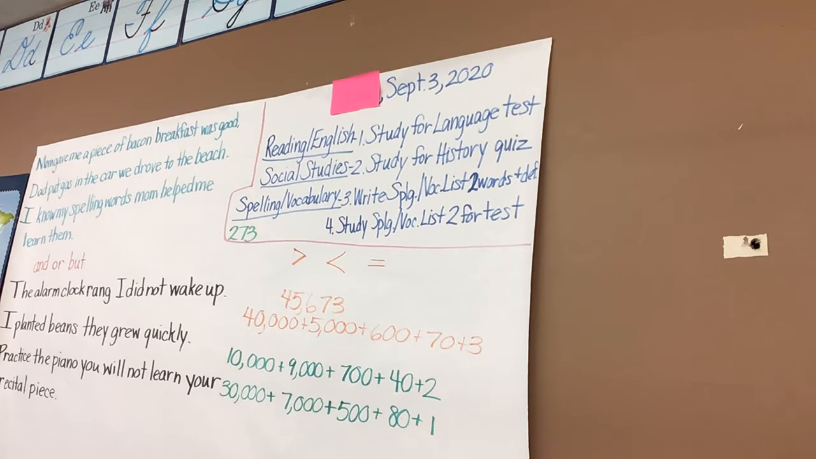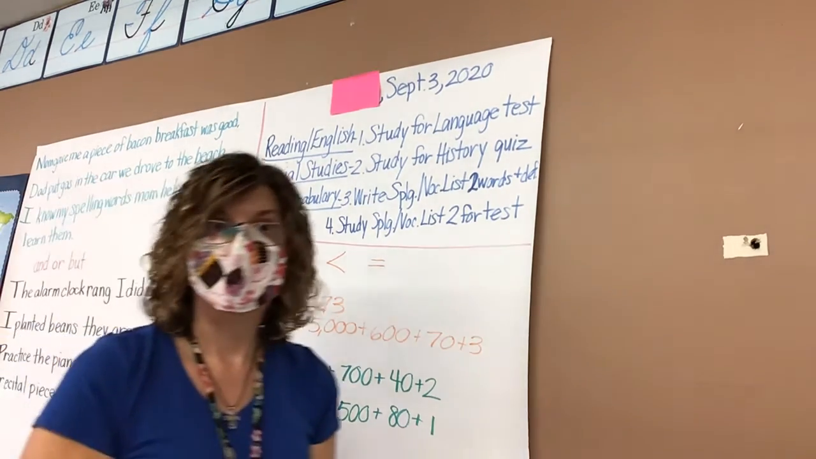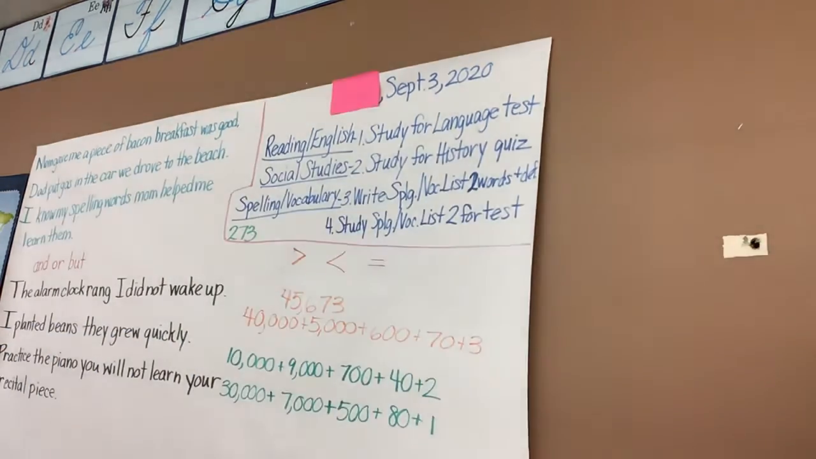80,000 versus 18,999. Which one's bigger? 80,000. 80,000. 80 is much bigger than 18.